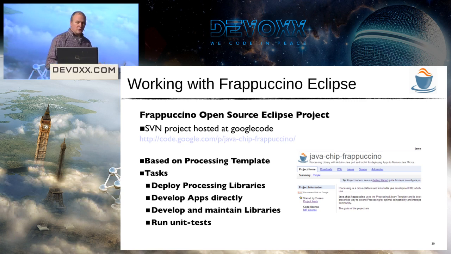The other thing you can do with the Frappuccino library is run unit tests. We're developing the idea now of building testable release versions of Arduino. It's one of the things I've noticed the Arduino group has struggled with: testability, unit testing and formal programming. So this framework allows us to do that.